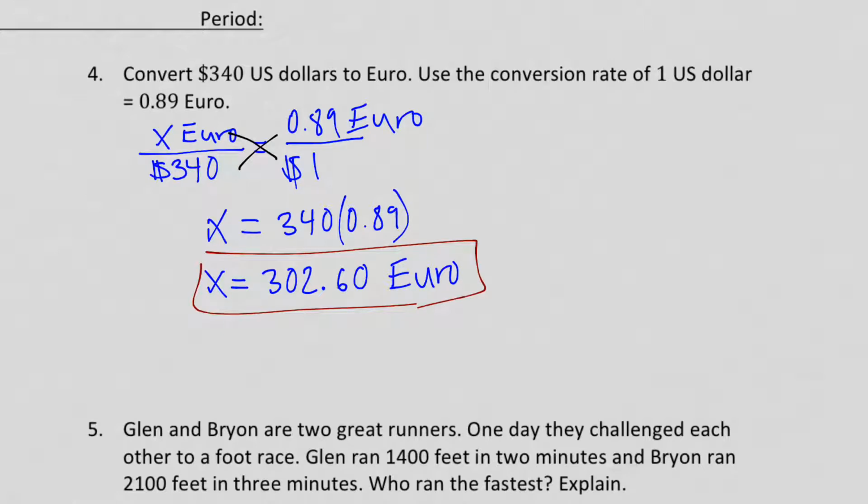That answer makes sense because you have $1 is 0.89 euro. So the number of euros should always be less than the number of dollars. So if you have $340, your number should get smaller, 302.